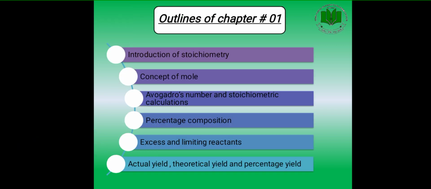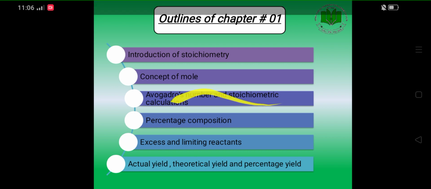So here are the outlines of chapter number 1. We have already discussed outline number 1, that is tissue and its introduction, and then second outline, concept of mole. We have already discussed this as well. And then in the last lecture we did discuss Avogadro's number and stoichiometric calculations. So again, today's topic is about Avogadro's number and stoichiometric calculations. Actually, we are going to discuss the concept of molar volume today. So here we go.